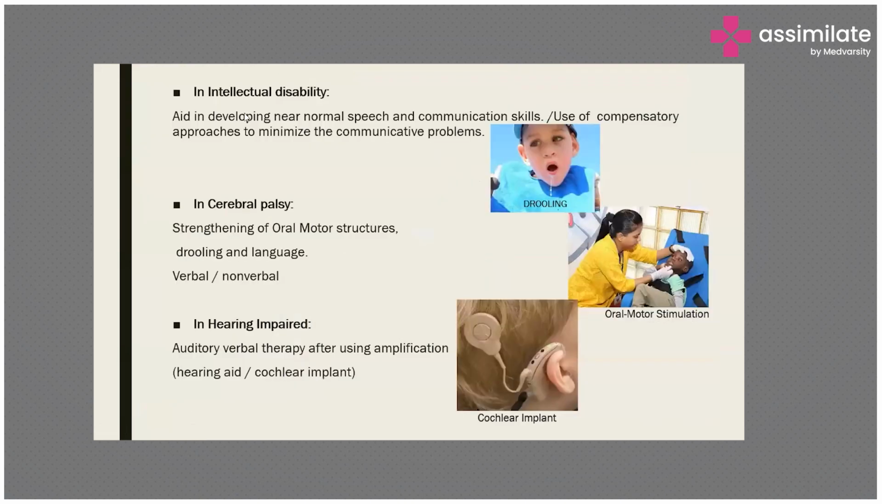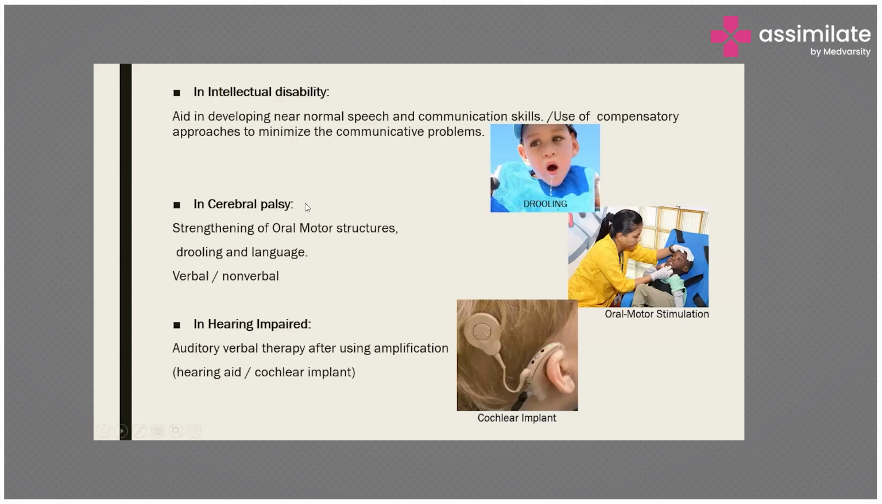Now, in cases of intellectual disability, of course, we work with the child, but how? We help in developing near normal speech and communication skills. Because in those kids, attaining an adequate amount of skills is more important than development of normal speech skills. So we use a lot of compensatory approaches and strategies to minimize the communicative issues that they have and attain a new normal speech.